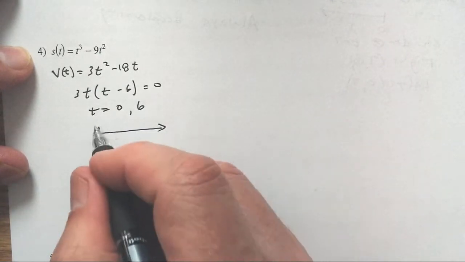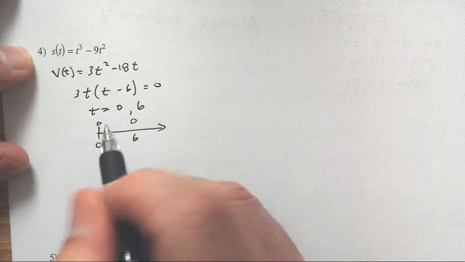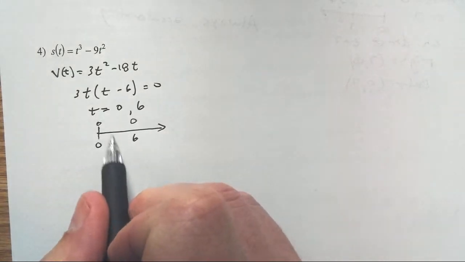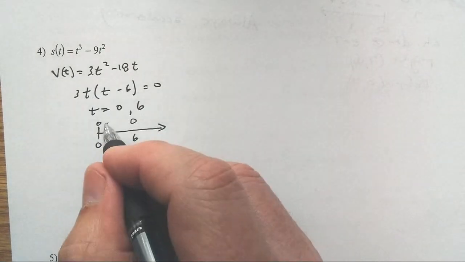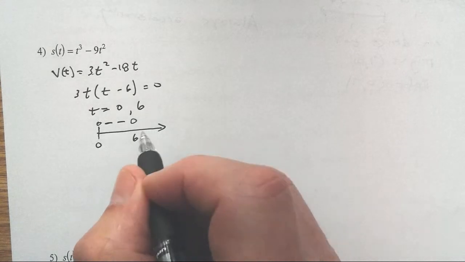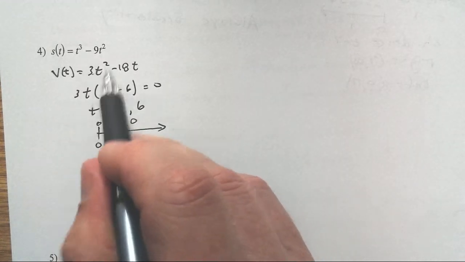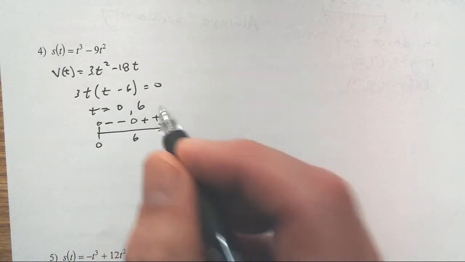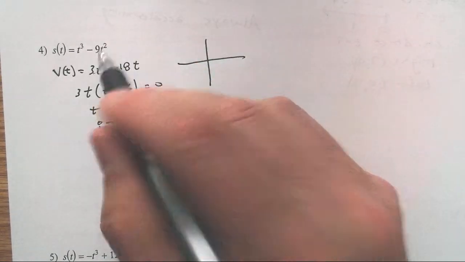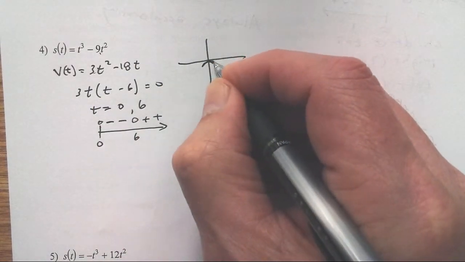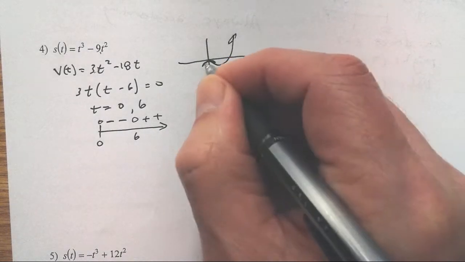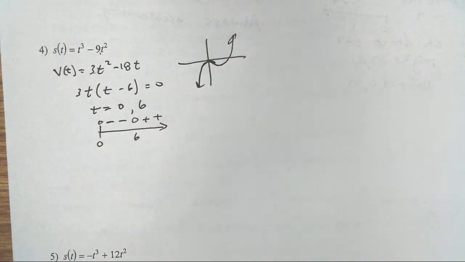Not interested to the left of 0. If I put, let's say, 1 in here, I get 3 minus 18, negative. If I put 10 in here, I get 300 minus 180, positive. Let's take a look at the graph. Upside down parabola, but eventually wants to be a positive cubic.